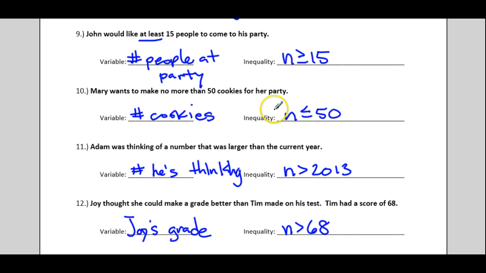Okay? Now Adam's thinking of a number. The current year is 2013. So it's a variable. It has to be larger, which means greater than the year, which is 2013. And last, Joy thought she could make a better grade than Tim. So her score, the variable, has to be greater than 68. Doesn't want to equal. That would be a tie. She wants to get better, so greater.